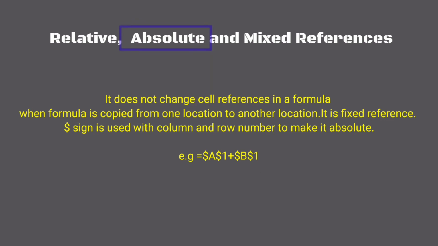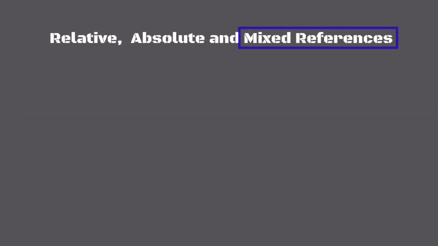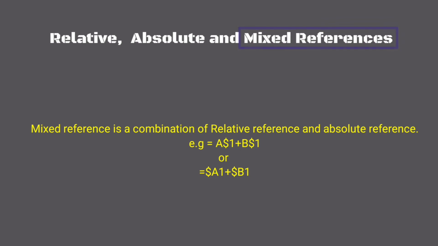Dollar sign is used to make absolute reference. Dollar sign is used with the column as well as the row number. Third is the mixed references. It is the combination of both relative and absolute reference. So a dollar sign, only one dollar sign can be used, either with the column letter or the row number.